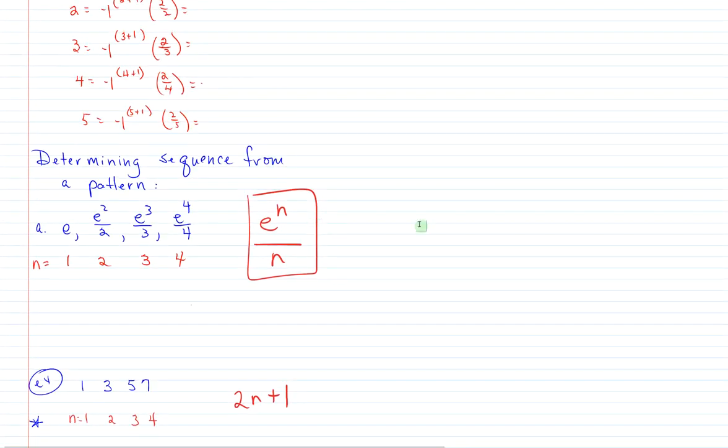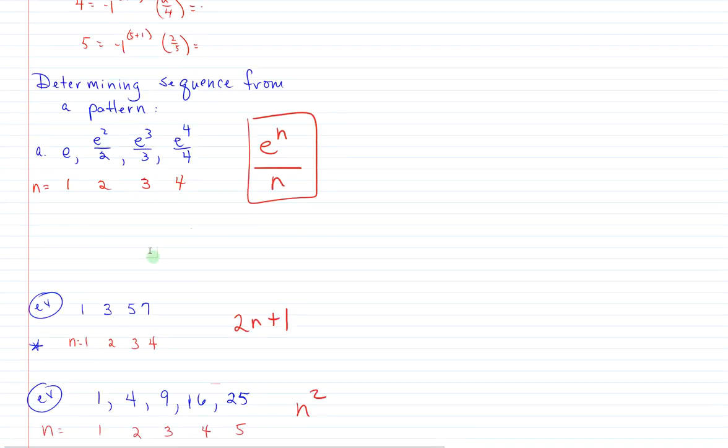Now, the next part is not quite as easy sometimes. We're determining a sequence from a pattern. So if you were given the pattern e, and then e squared over 2, e cubed over 3, e to the 4th over 4, you want to think of it this way. You want to say, okay, if I let n be 1, 2, 3, 4, how did I get from 2 to be this? How did I get 3 to be this? And that one we could see is e to the n over n. So e to the 4th over 4. All right, e to the 3rd over 3.